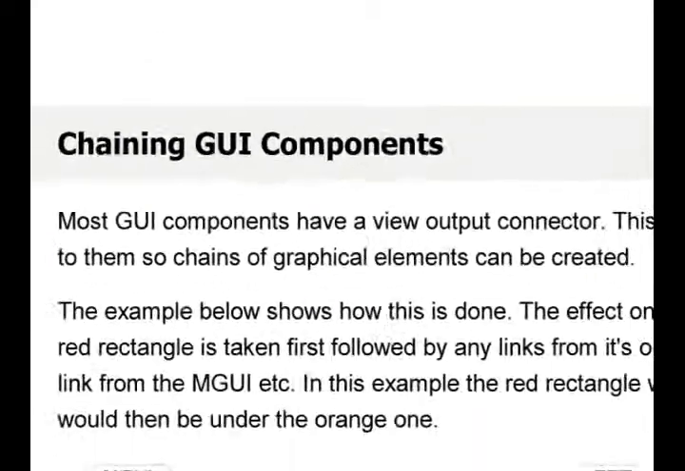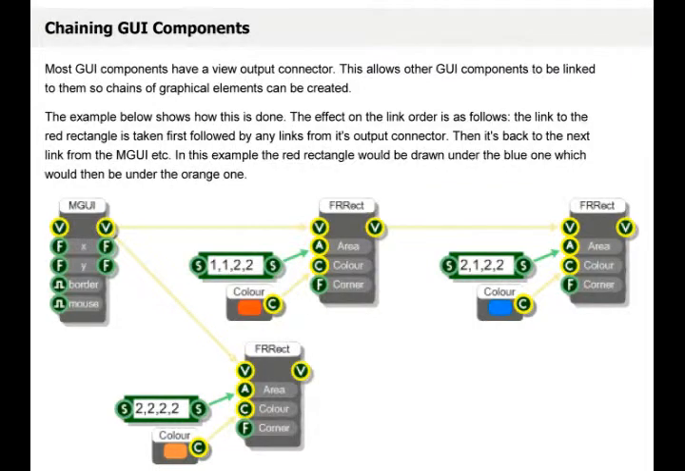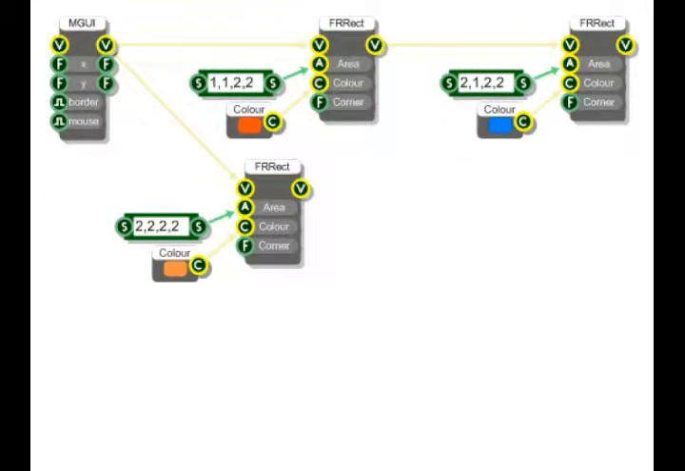Chaining GUI components. Most GUI components have a view output connector. This allows other GUI components to be linked to them so chains of graphical elements can be created. The example below shows how this is done. The effect on the link order is as follows.